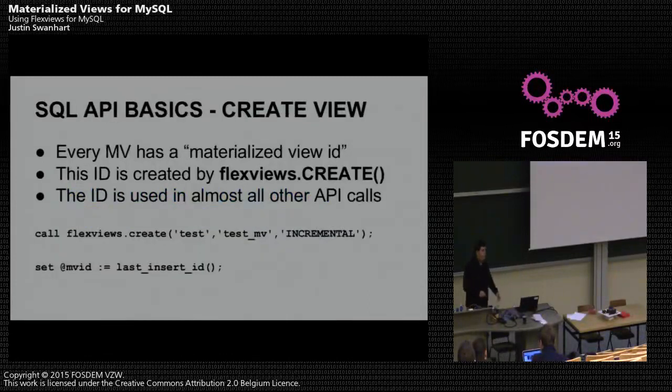Right? So every materialized view has an internal materialized view ID. There's an mview table, and the primary key is mvID. So every view has a materialized view ID. You create that initial ID using flexviews.create. It takes a bunch of different parameters, like the schema name, the name of the table to store the view in, and then the refresh algorithm to use. So that's going to be either complete or incremental. I'll show a complete example at the end. I'm going to do incremental first.